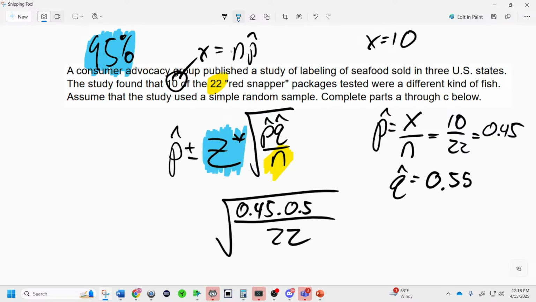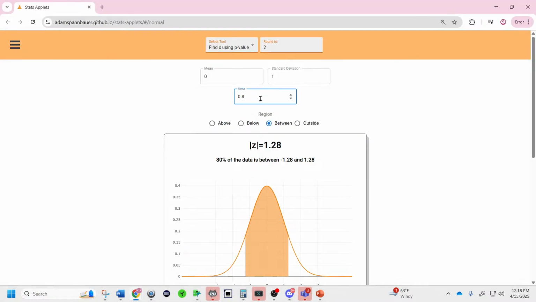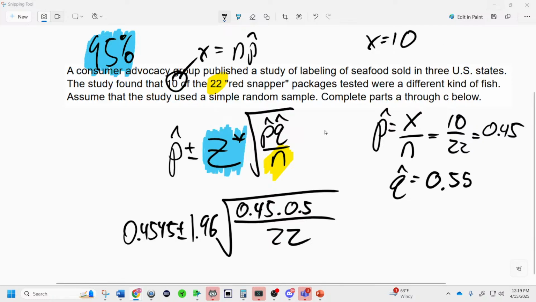What is the Z? We'll carry decimal place accuracy on that. 1.96, yep, because 95% confidence. So the Z is 1.96 because 95% confidence. You go here to the applet and you put that in. Make sure to go to your applet, and there you go. It'll give you the answer.